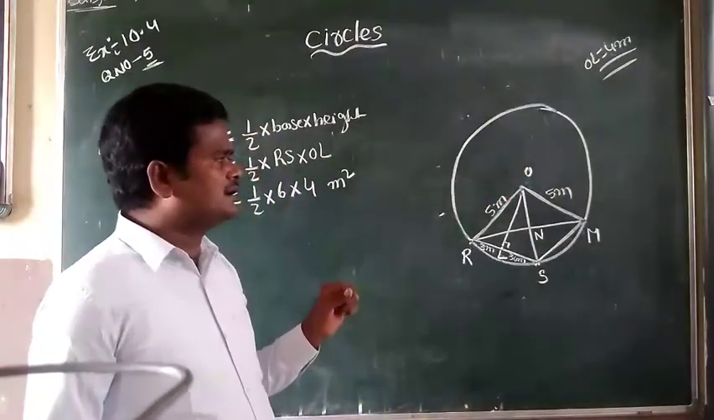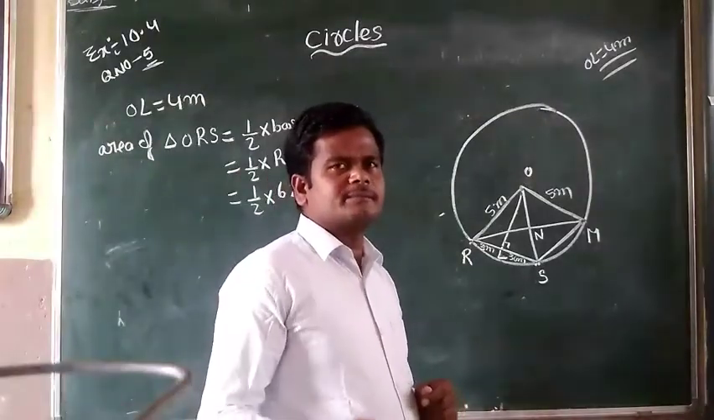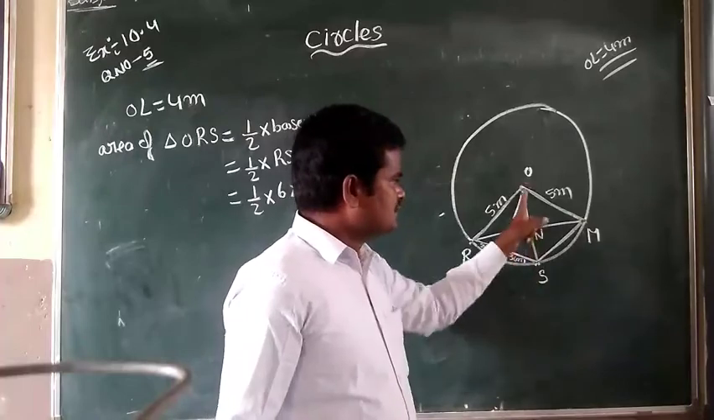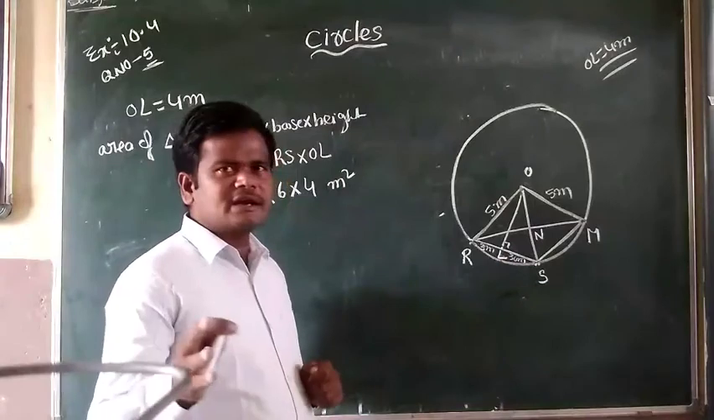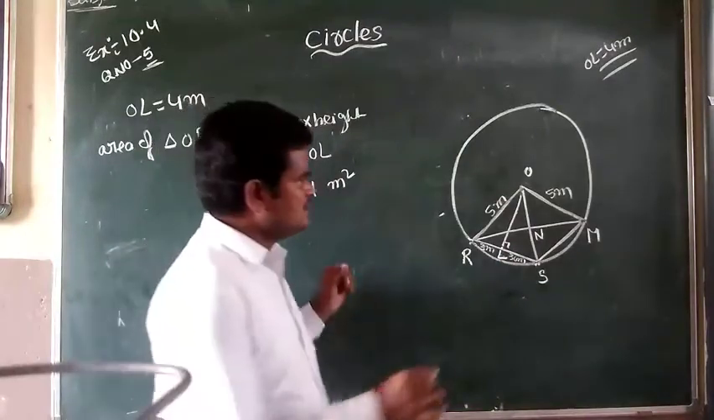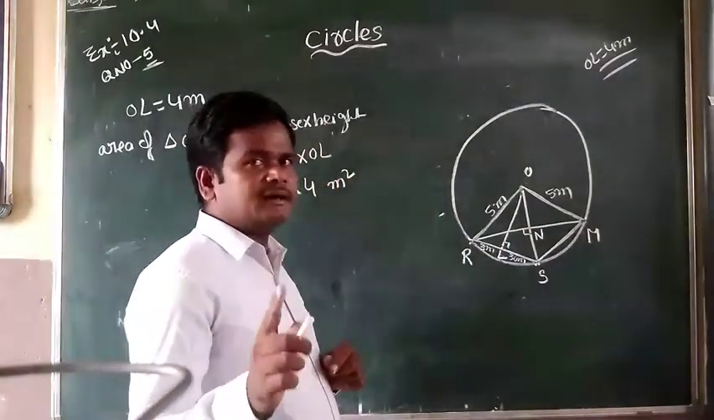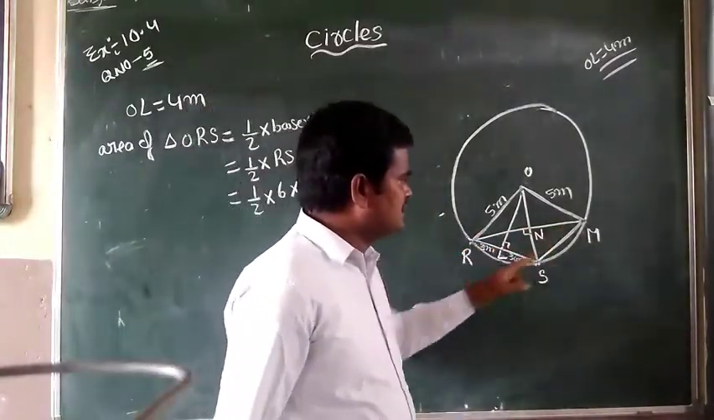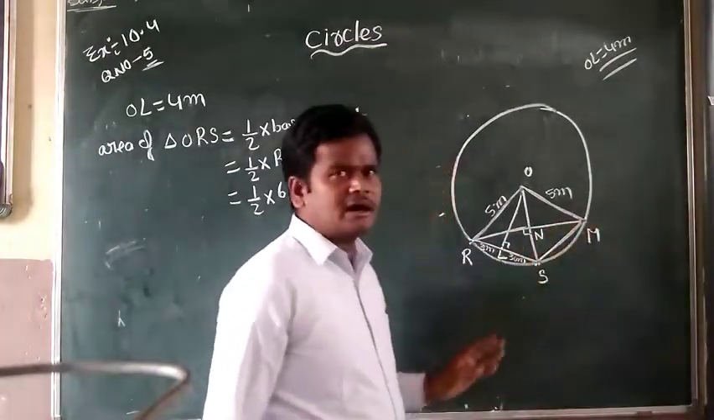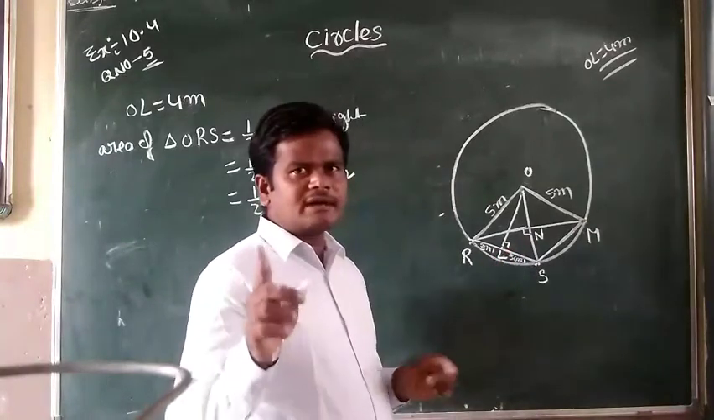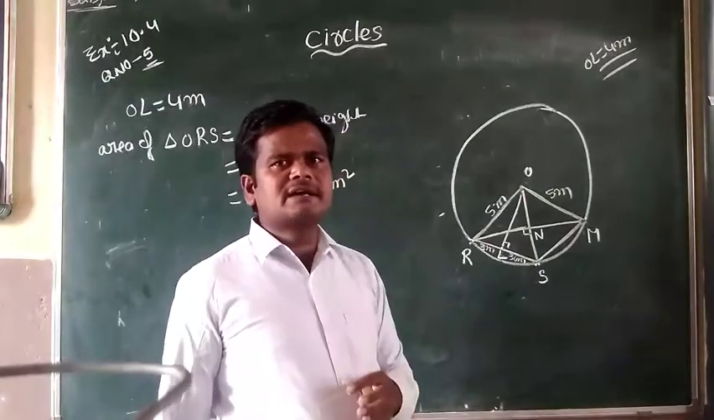So in a kite, diagonals intersect at 90 degrees, perpendicular. So this is one diagonal, this is the other diagonal. These two diagonals intersect at right angle. And also one diagonal bisects the other. So here this diagonal RM equal to MN. One diagonal only bisects at 90 degrees.